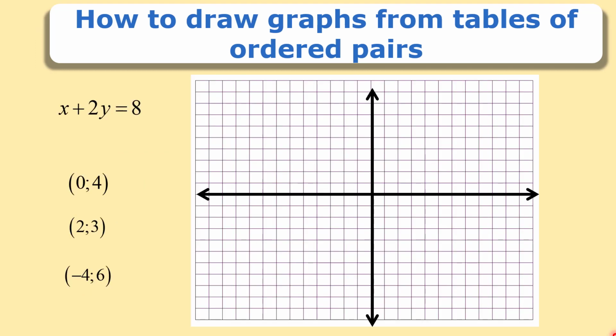Let's graph these points. X is 0 and y is 4. X is 2 and y is 3. X is -4 and y is 6. Notice it's a straight line, sloping down from the right.